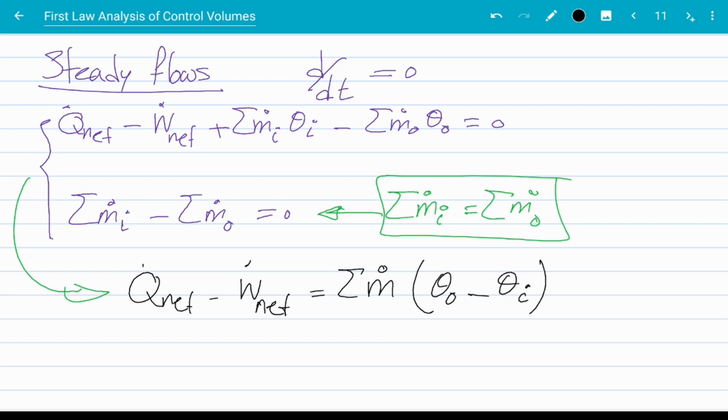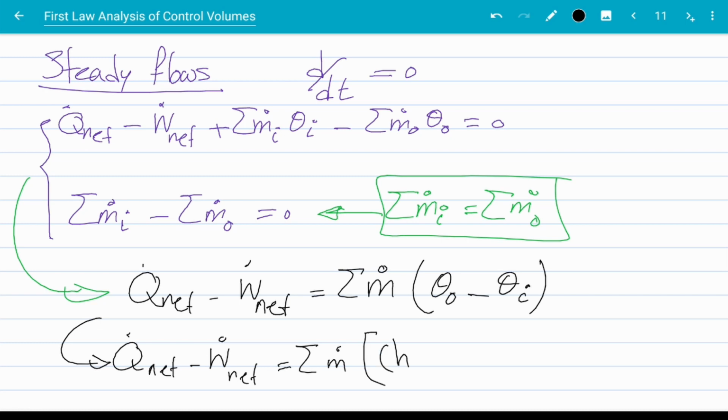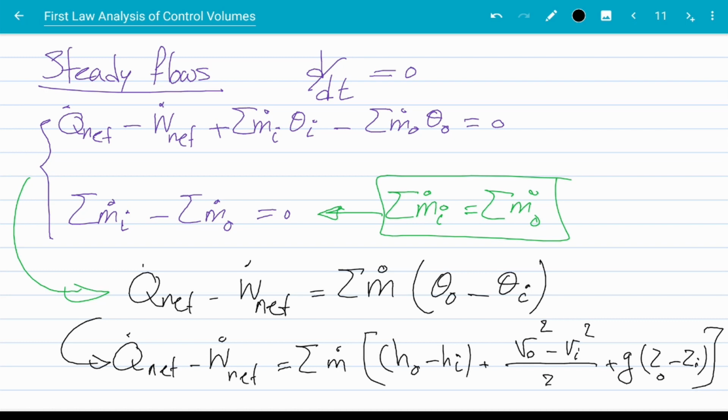Now I'm going to expand this equation. You get Q dot net minus W dot net is equal to the sum of m dot times (h out minus h in, plus velocity out squared minus velocity in squared over 2, plus g times z out minus z in). So this is the first law of thermodynamics for a steady flow control volume. The unit for this equation is kilowatts.